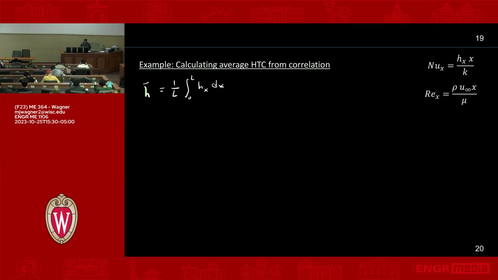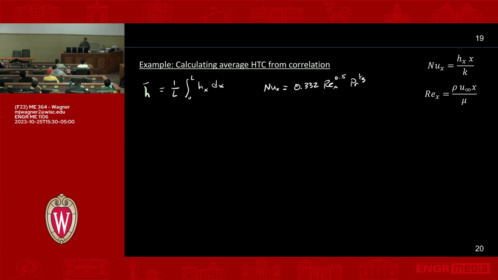So for flow over a flat plate, there's a correlation that Nusselt x is equal to 0.332 times Reynolds x to the 0.5 times Prandtl to the 1/3. So this is our correlation. Remember, Nusselt is related to the heat transfer coefficient as shown in the upper right. Reynolds for flow over a flat plate is computed as shown in the upper right as well. That's rho u infinity times x. X is our characteristic length there. So we have all the information we need in order to actually do this integral.